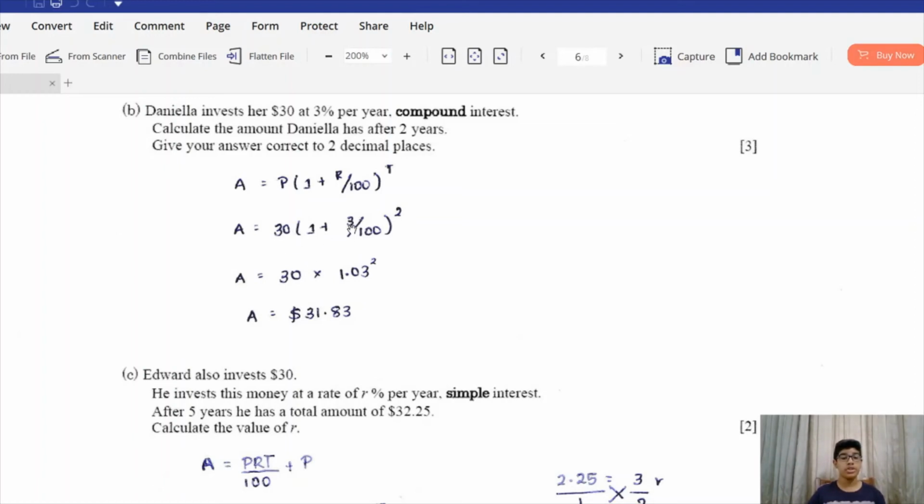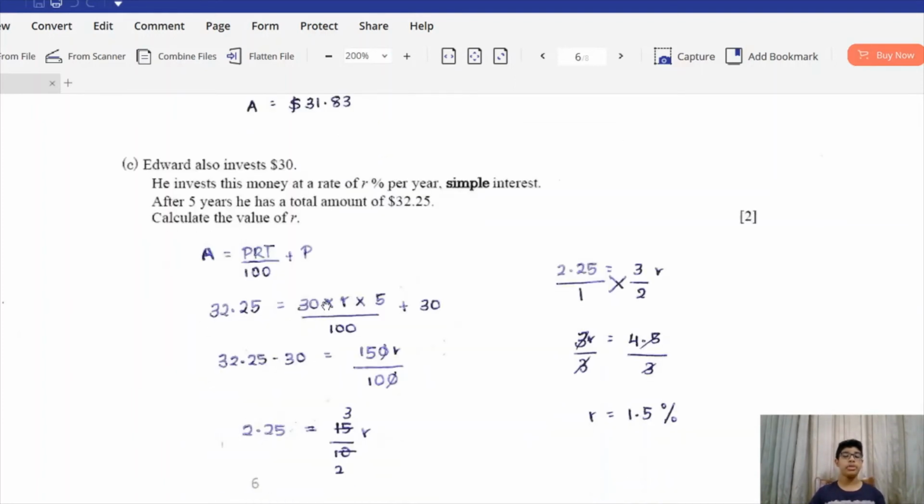So we're just going to solve what's in the brackets here. 1 plus 3 over 100 is 1.03 squared. So 1.03 squared multiplied by 30 should give us $31.83. This is the amount Daniela will have after 2 years. Now, Edward also invests $30. However, he invests this money at a rate of R% per year, simple interest.